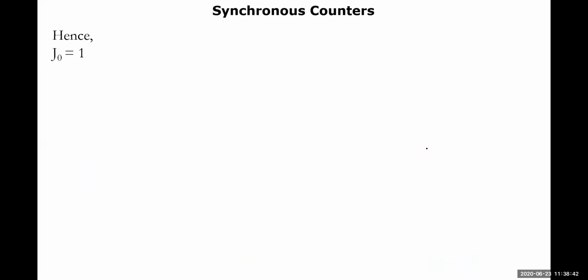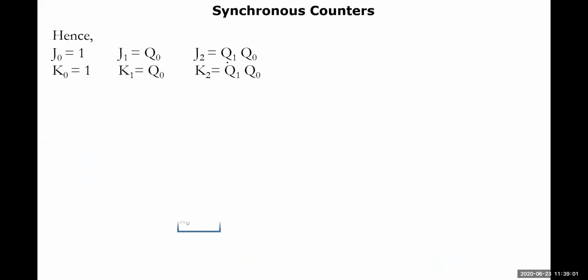So finally, what do we get? J naught will be equal to 1, K naught will be equal to 1. And J1 equal to Q naught, K1 also equal to Q naught. Then J2 equal to Q1 into Q naught, and K2 will be equal to Q1 into Q naught. Always, 'into' will be taken in terms of any Boolean expression.